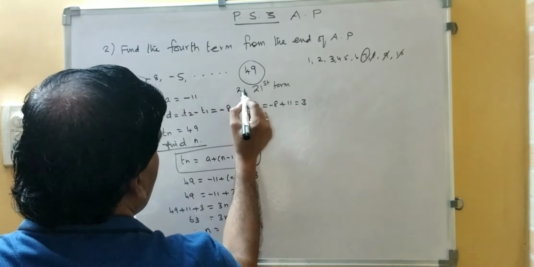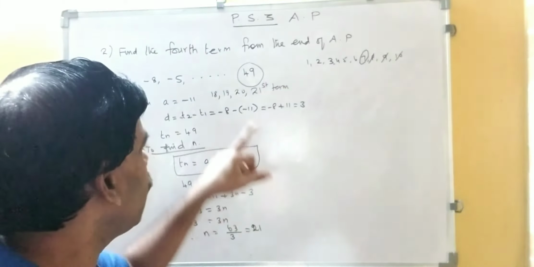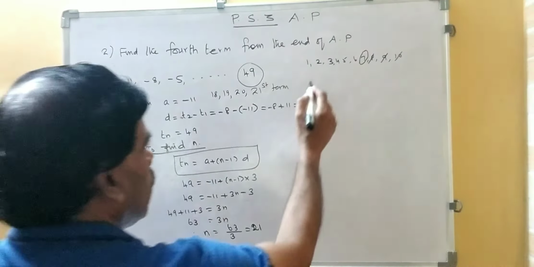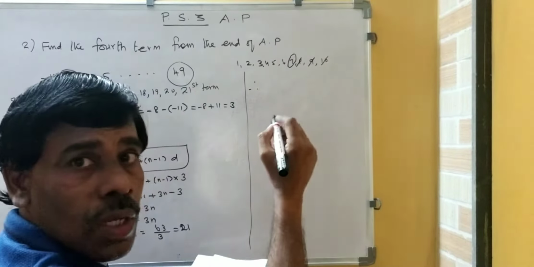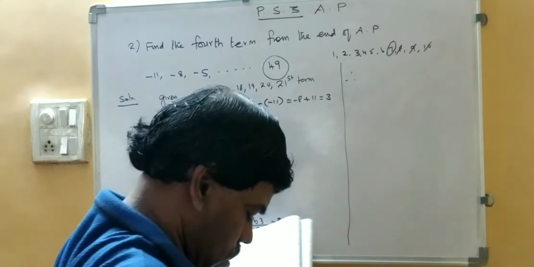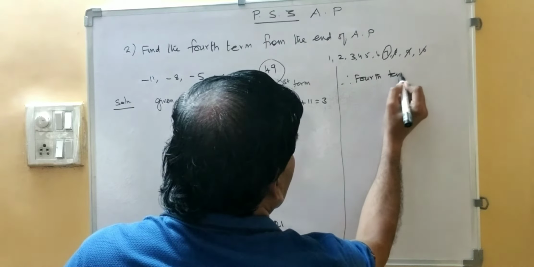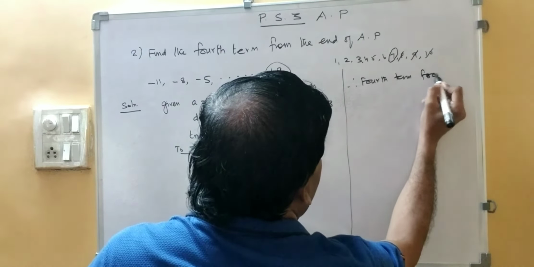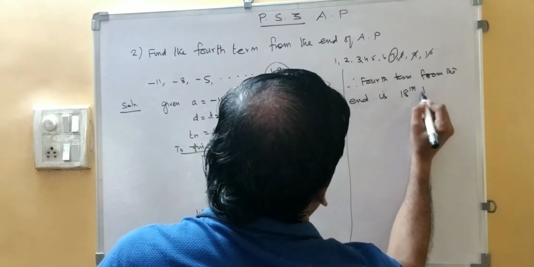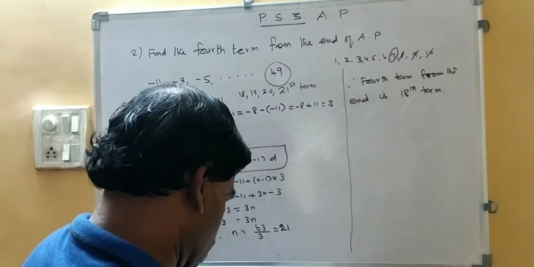What is the previous term? 20th. What is the previous term? 19th. What is the previous term? 18th. Now look at this, fourth term: 1, 2, 3, 4. So, what is the fourth term from the end? 18th. Therefore, the fourth term from the end is the 18th term. Right or not? So, we have to find out now the 18th term.